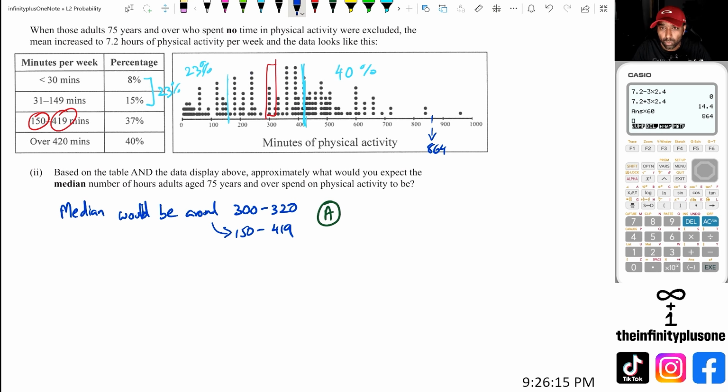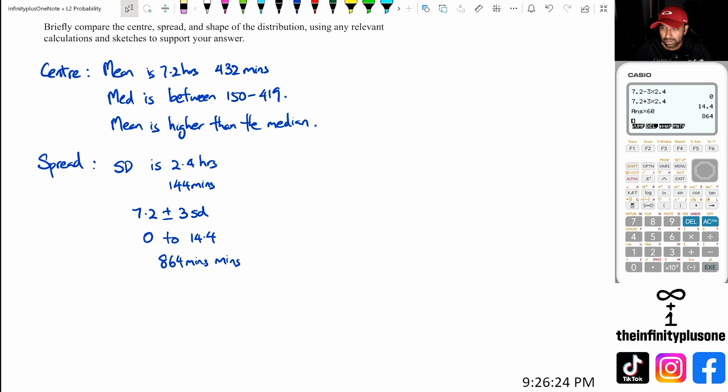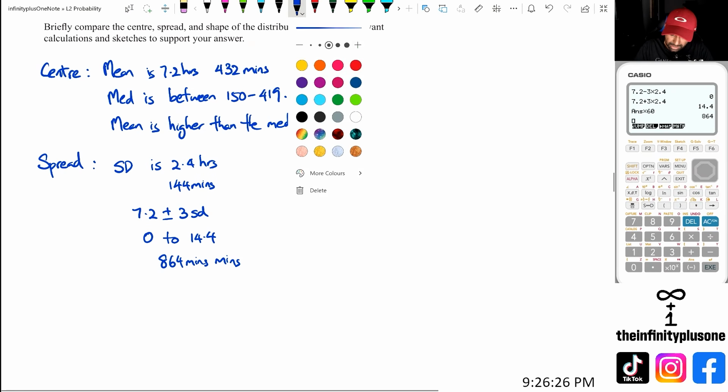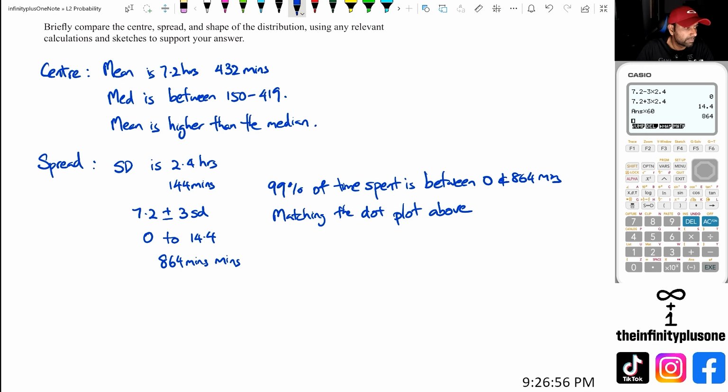And so we've only got one dot that's actually outside the range. Here we said that when you do a mean plus 3 standard deviations, that's telling us that 99% of time spent is between 0 and 864 minutes. And we can say this is matching the dot plot above. Not for the center, but for the spread, it definitely does match.